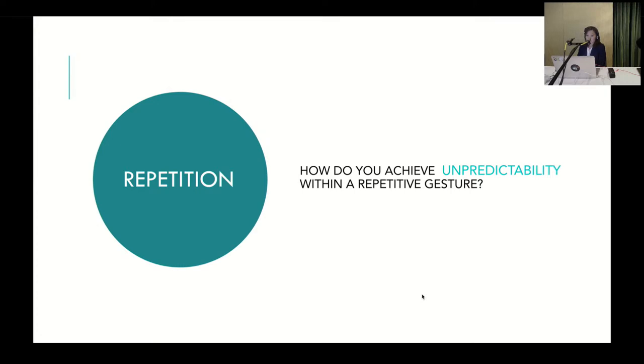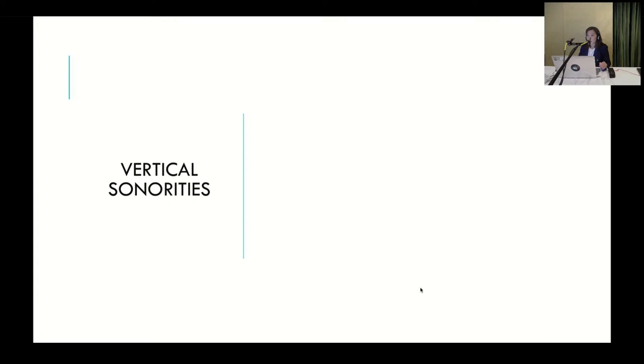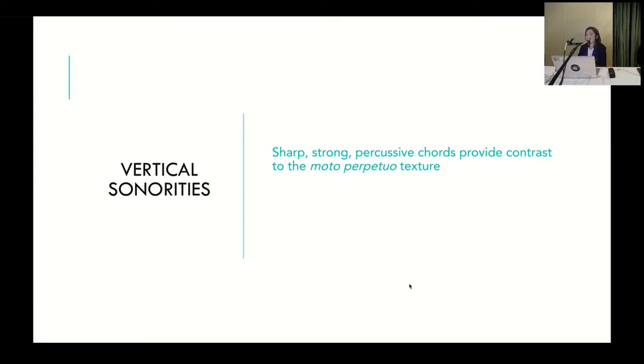Remember Kusama's painting of the Infinity Net series, simple and complex at the same time. So this is what I was thinking about. I have something that is constant, which is the repetition. How do I create complexity so that it becomes rather unpredictable within a repetitive gesture? So in this piece, I created vertical sonorities, sharp, strong percussive chords, providing contrast to the moto perpetuo texture that you heard earlier, almost like a toccata-like figure. And this sound you actually heard in the beginning of the piece, even though there were no chords, but there were very subito forte passages, breaking that flow of the repetition.